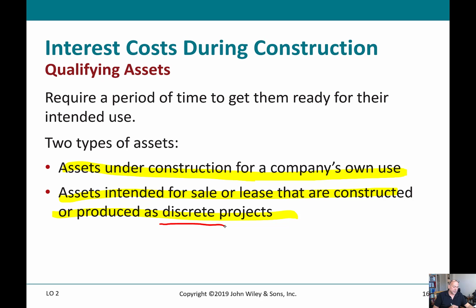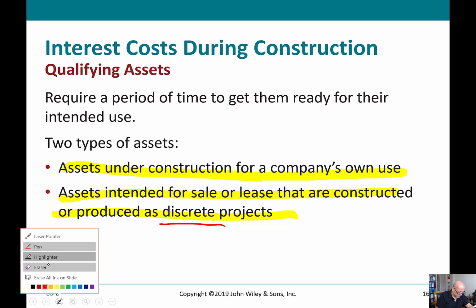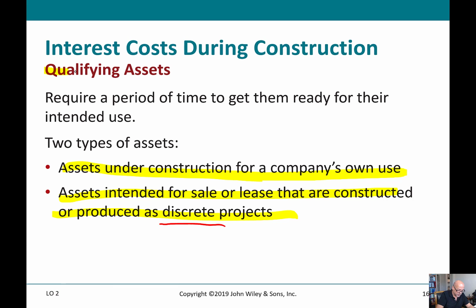So that's the qualifying assets right there. That's the qualifying assets that you see right there. Okay, go back to highlighter. Okay, give me yellow. Okay, that's the qualifying assets right there. But when can we start to capitalize this interest?